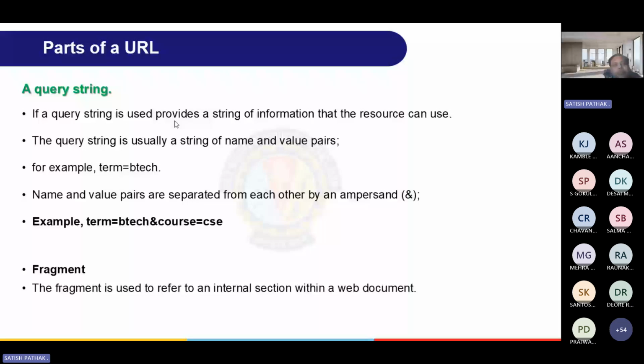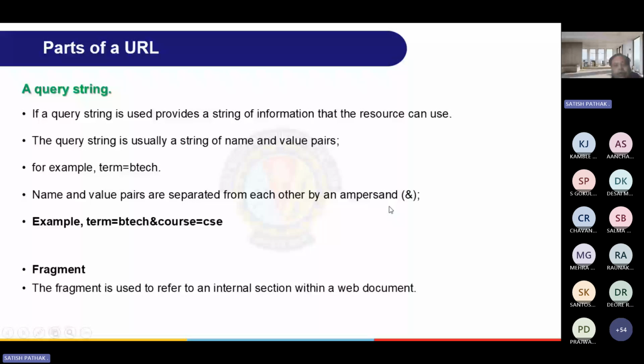A query string is used to provide a string of information that the resource can use. The query string is usually a string of name and value pairs. For example, term equal to btech: the name is term, the value is btech. So it's a name value pair. If you want to give more than one, you concatenate them using an ampersand. So two name value pairs like term equal to btech and courses equal to CSE have been combined with the ampersand sign. Name and value pairs are separated from each other by an ampersand sign, just like the address-of operator in C language.